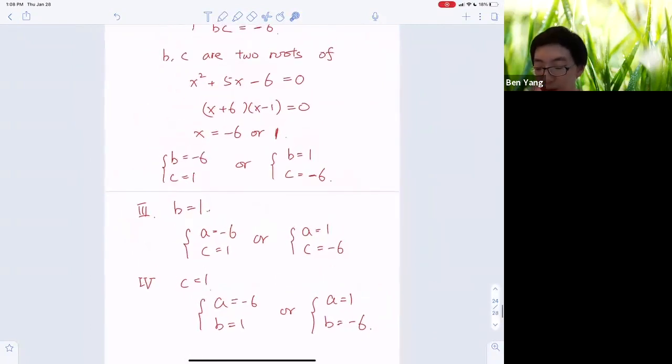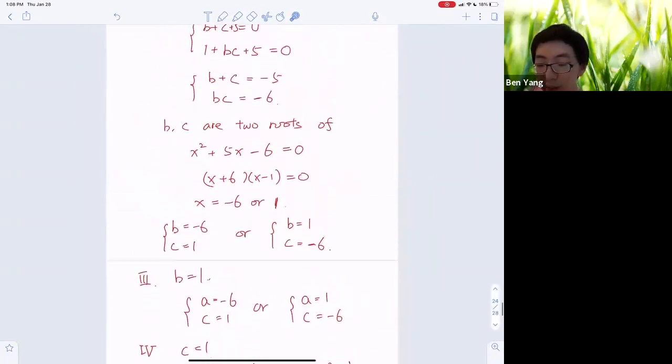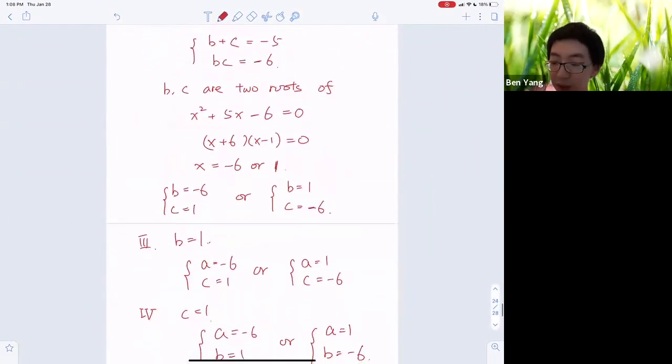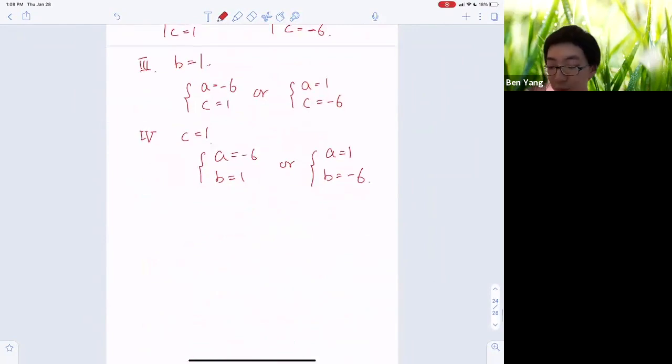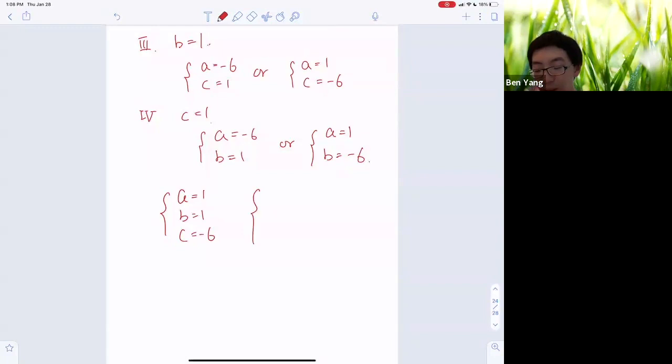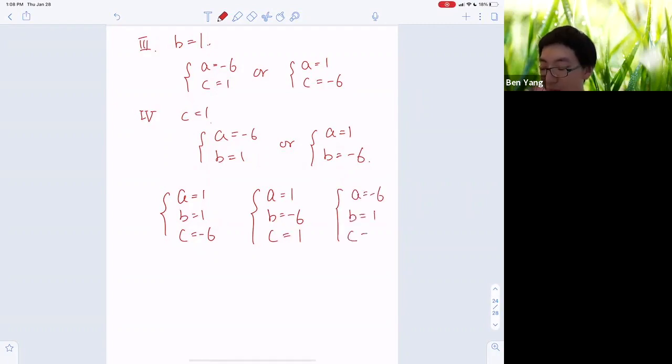So it seems that there are only 3 solutions to the equations. The three solutions are A is equal to 1, B is equal to 1, C is equal to negative 6. And also the other two that are pretty similar: A is equal to 1, B is equal to negative 6, C is equal to 1. And the last one is A is equal to negative 6, B is equal to 1, C is equal to 1.